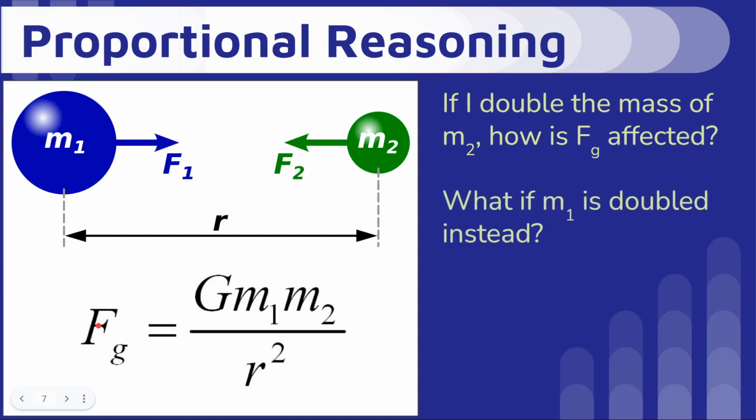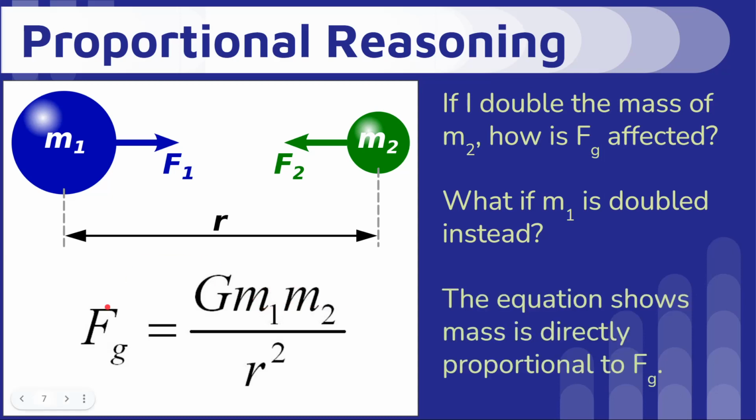What if you double M1 instead? Doesn't really matter, does it? Because it doesn't matter which one is doubled. If I double either of these, it's going to result in this being doubled. And that is because this equation shows that mass is directly proportional to your force of gravity, which again, you probably already had written down if you copied down that little paragraph earlier. So again, you're going to have a directly proportional relationship between your mass and your force of gravity.